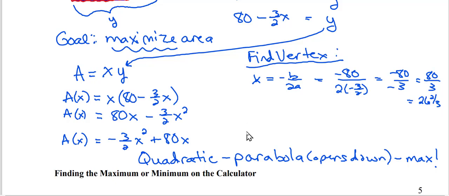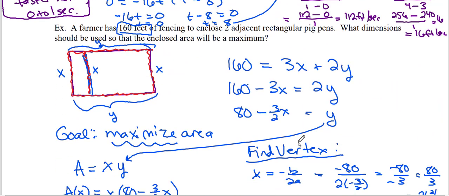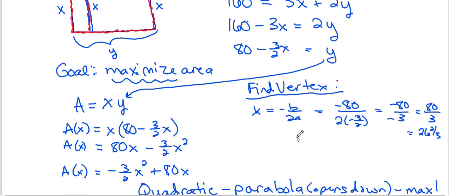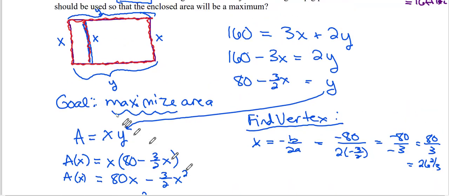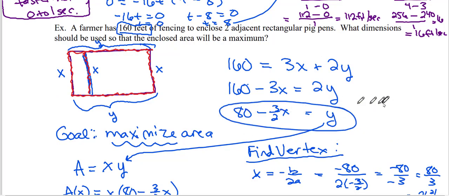Okay, now what does the question actually ask for? It asks for what dimensions. I don't even need to find the area. I don't need to plug that x in, because when I plug the x in to this equation, it is going to give me the area. I don't need that. All I need is the dimensions. I have this, the vertical dimensions here, the x, to be 26 2/3 feet. I need the y. I am going to use this equation to find the y.